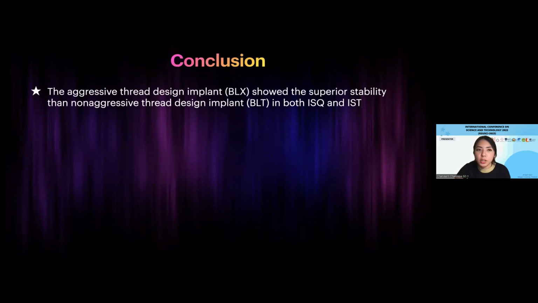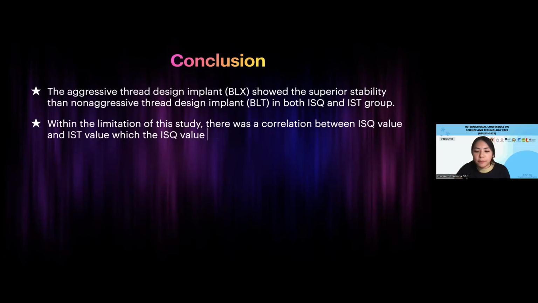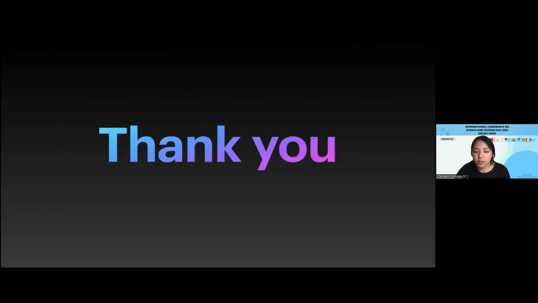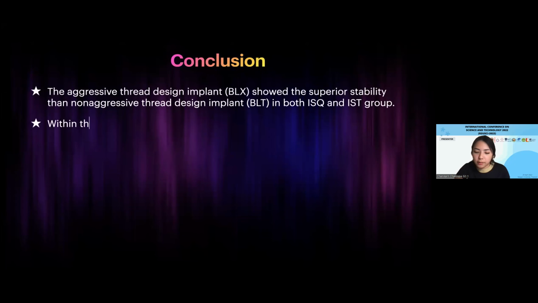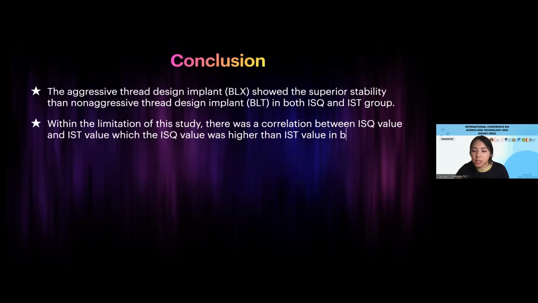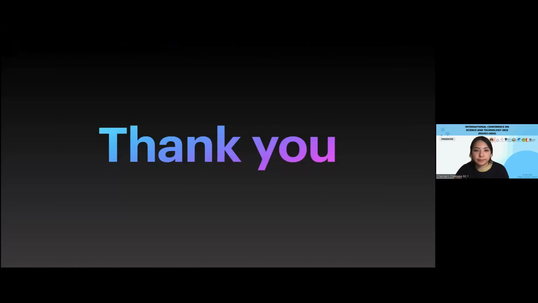For the conclusion, the aggressive thread design implant showed superior stability to the non-aggressive thread design implant in both ISQ value and IST value. And within the limitation of this study, there was a correlation between ISQ and IST value, in which the ISQ was higher than the IST in both implant designs.